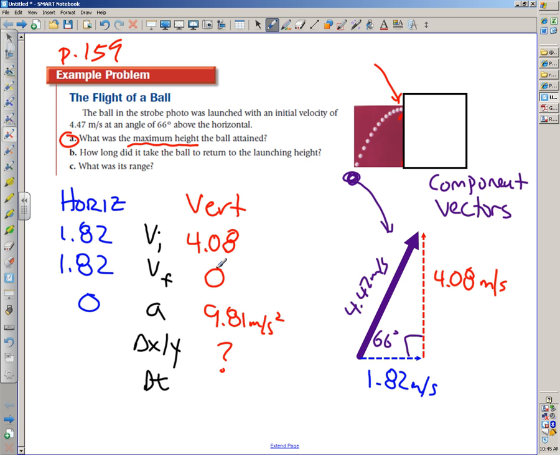Now, do we have enough information to find what we're trying to look for in this chart? Yes, we do. Do we even have to solve for the time at this point? We don't even have to solve for the time, right? Here we have three pieces of information on the vertical side. We pick the right kinematic equation. We can solve for what delta y is. So go ahead and do that now if you haven't done so already.